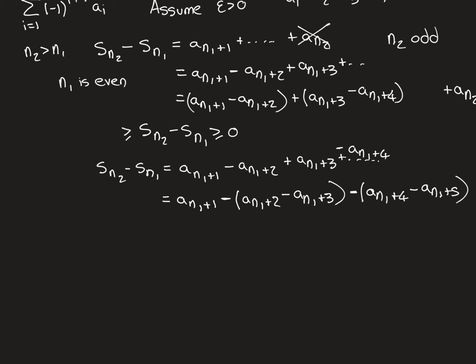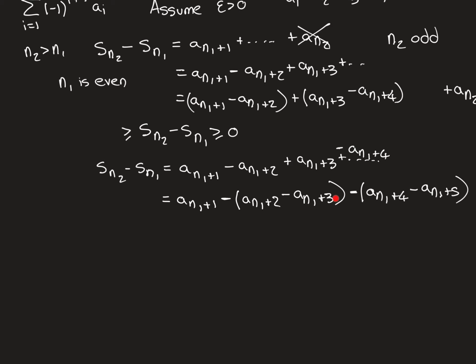And then either you will have an odd number of terms in total, in which case all of these ones afterwards will be in brackets, or you'll have an even number of terms, in which case that final term would have been minus anyway. So my point here is that you're going to have a_{n1+1} minus a huge number of things that are positive. So let's examine this in more detail.